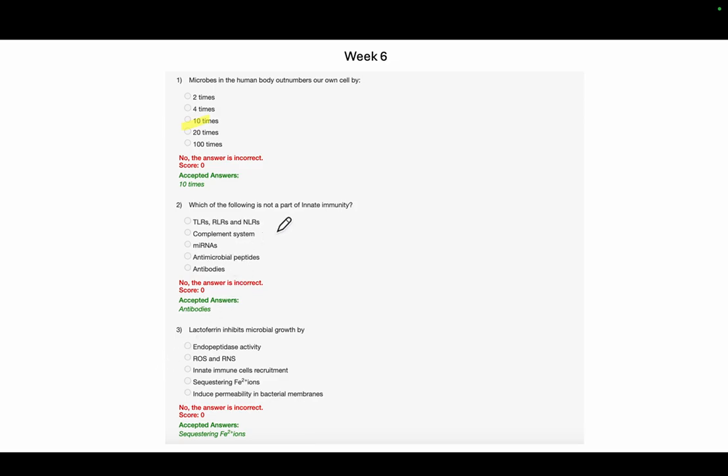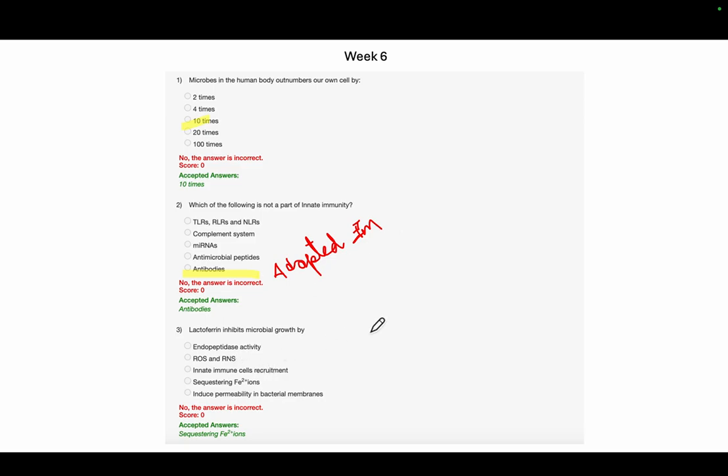Which of the following is not a part of innate immunity? TLRs, RLRs, NLRs are part of innate immunity. The complement system is part of innate immunity. Then microRNAs, antimicrobial peptides, antibodies. So the answer will be antibodies, which is a part of adaptive immunity.